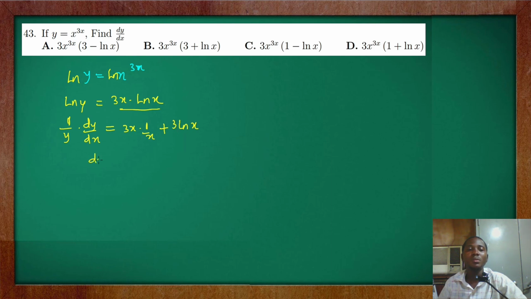So our dy/dx is going to be 3 plus 3 ln x multiplied by x raised to the power 3x, which is still the same thing as 3 times x raised to the power 3x multiplied by 1 plus ln x. So the correct option to this question is D.